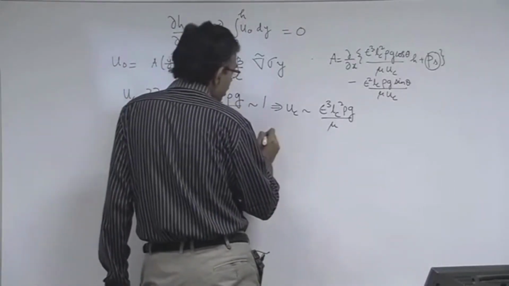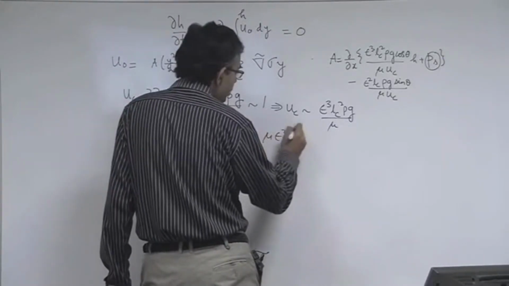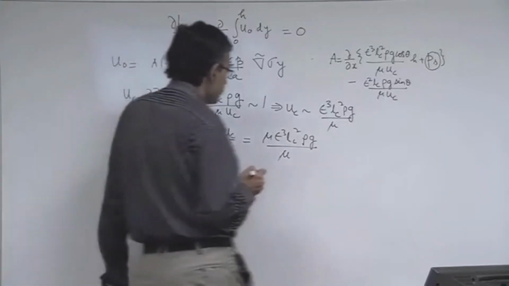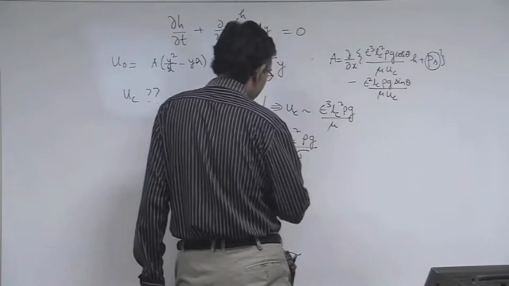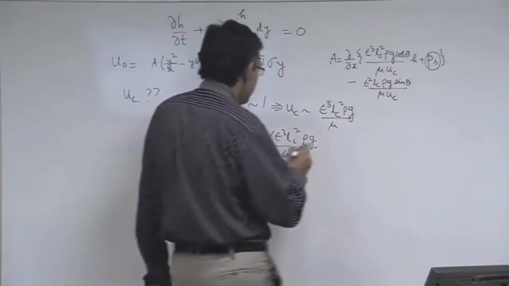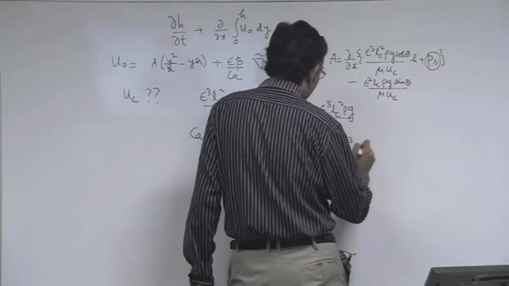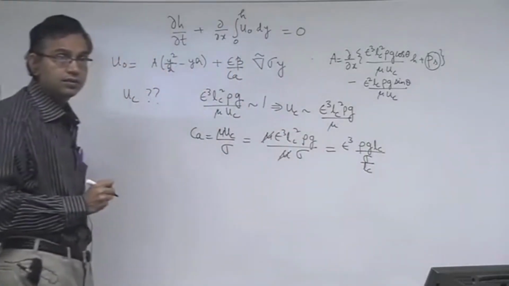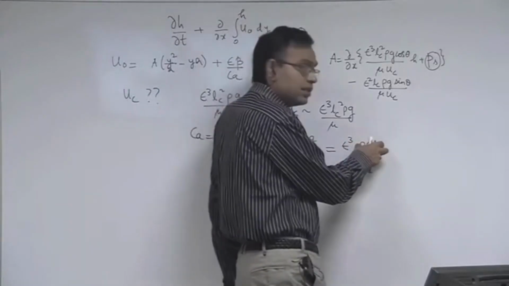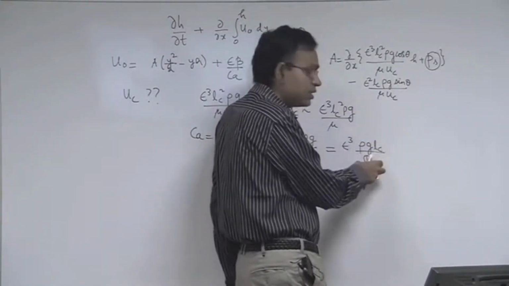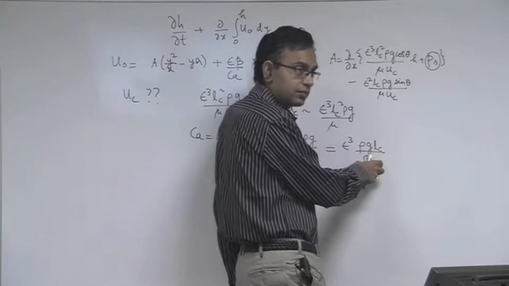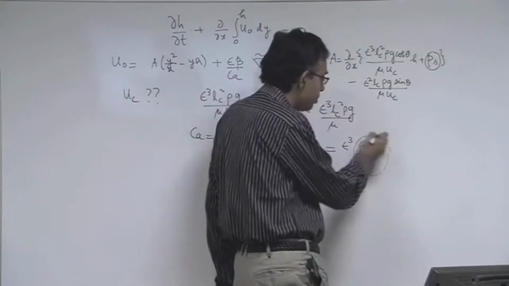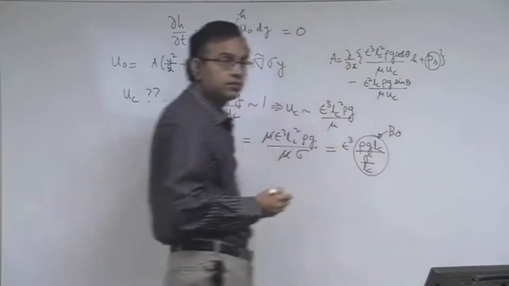So that is equal to mu epsilon cube LC square rho g by mu, sigma, right. So this is epsilon cube rho g LC by sigma by LC, right. What is this? This is gravitational pressure, and this is the Laplace pressure due to surface tension. So this ratio is an indicator of the gravitational force by surface tension force, this is called the Bond number, Bo.